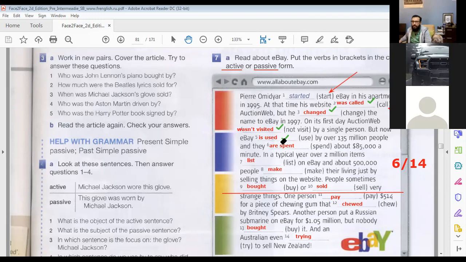Correct. Is this correct? No, where? True. They were spent, is that correct? Correct, are spent. Yes, we know who it is, because it's active.